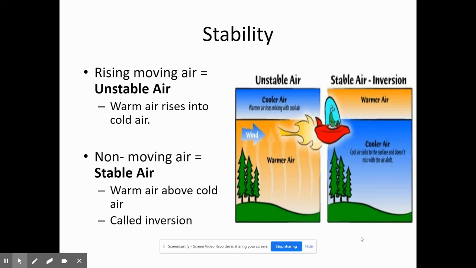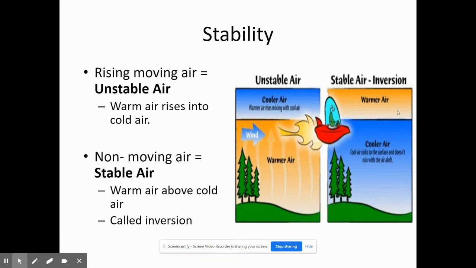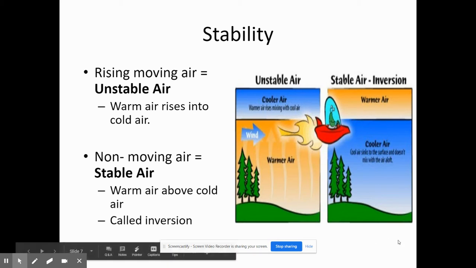Non-moving air, which is more stable, happens when there's warm air above cold air, and that's called an inversion. While an inversion is more stable, and you don't have a lot of air movement, it sometimes can be dangerous, and we're going to watch a video that shows how an air inversion can be dangerous.